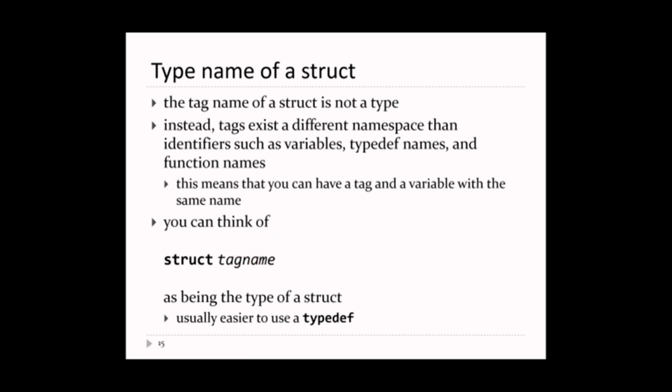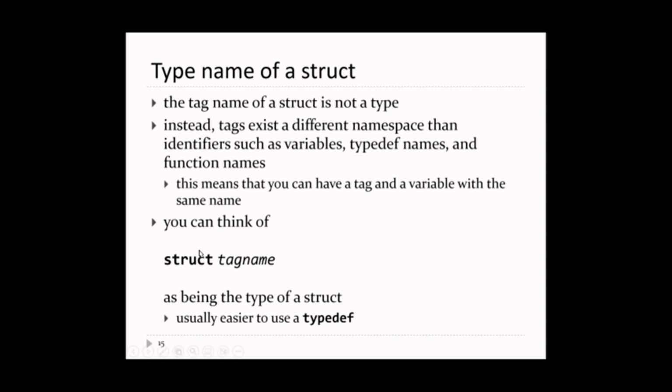the way that the language manages the tag names is separate from how it manages all other names. And so that means they don't overlap. So you can have a tag name and a variable type name, or a variable, whose names are the same.